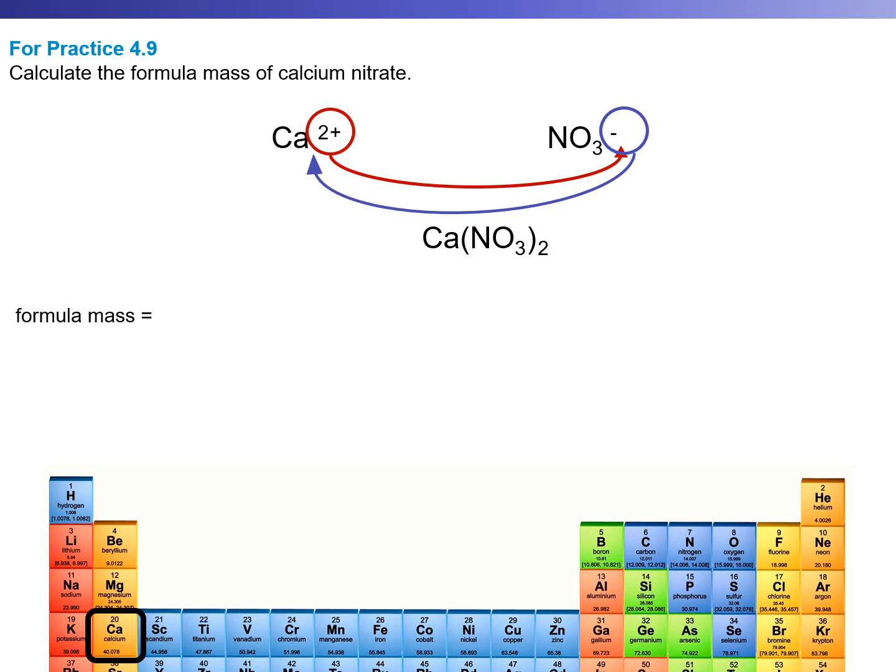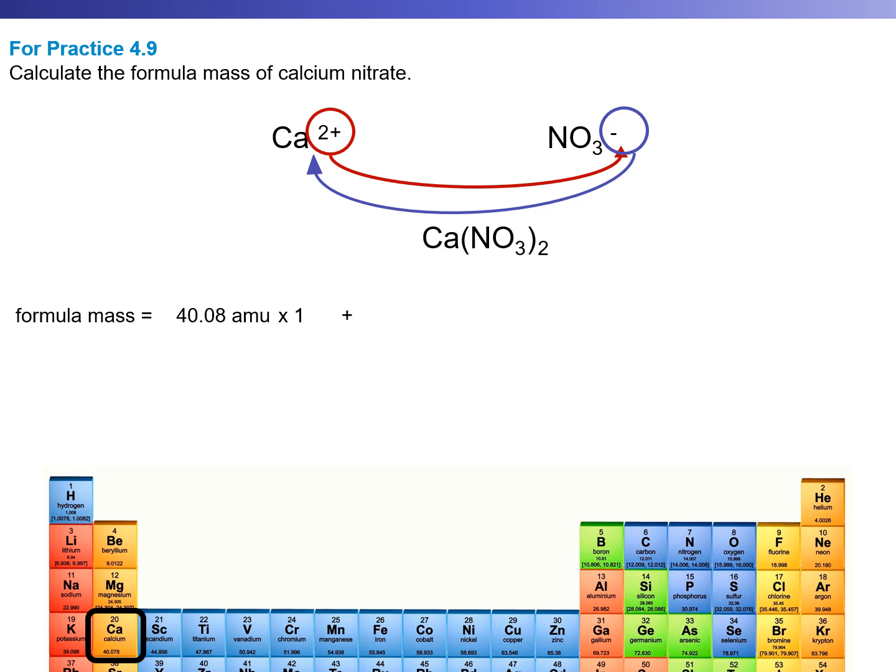Now, I'm going to use the values that are from the textbook. So for calcium, the value that the textbook has is 40.08 atomic mass units. All right, so that's how much each of our calcium is bringing to the table, and we only have one of those. So we're going to multiply 40.08 times 1.